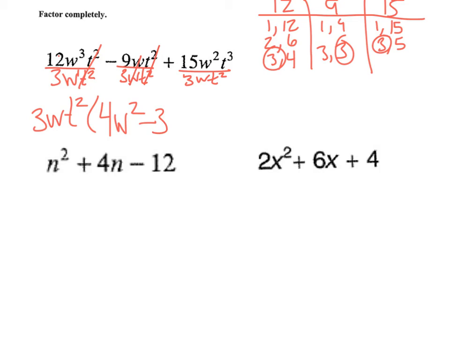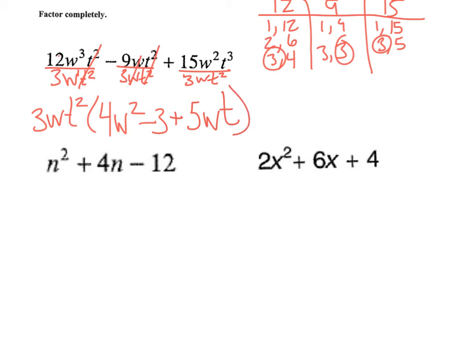If it's just a 1, if I wrote the 1 here, 3 times 1 is still just a 3, okay? Or a minus 3 times 1, really. So we don't have to write times 1. We just cancel these out instead. And then the last one, 15 divided by 3 is 5. W squared divided by w is w. And t to the third divided by t squared is t.